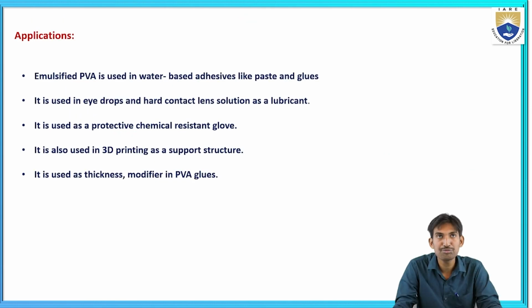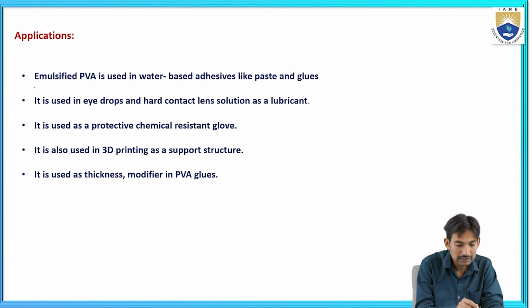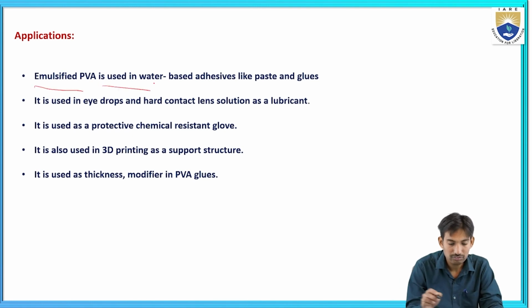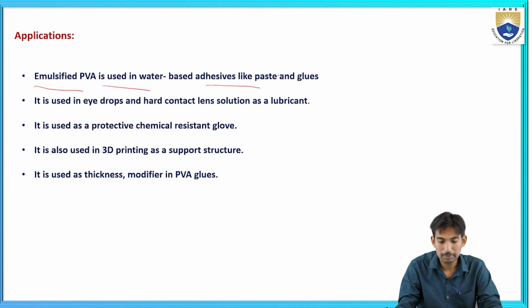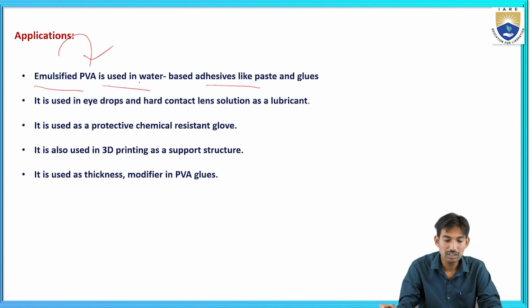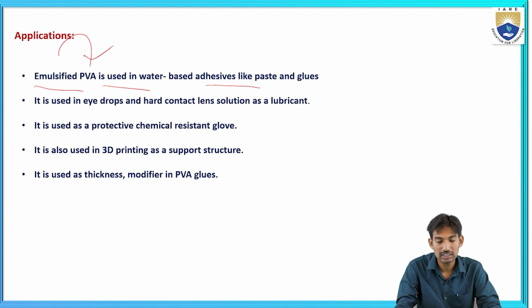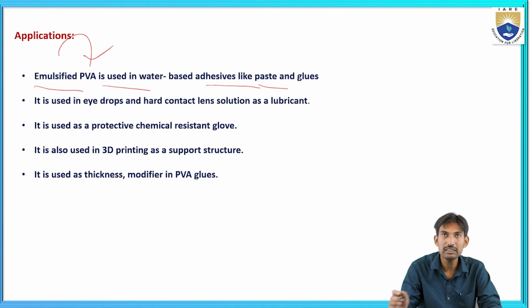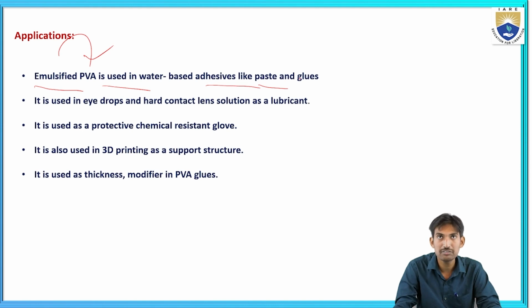The applications of polyvinyl acetate. Emulsified polyvinyl acetate is used in water-based adhesives like paste and glues. If you add an emulsifier to polyvinyl acetate, we can use it for water-based adhesives. We can prepare paste and glues by using polyvinyl acetate.